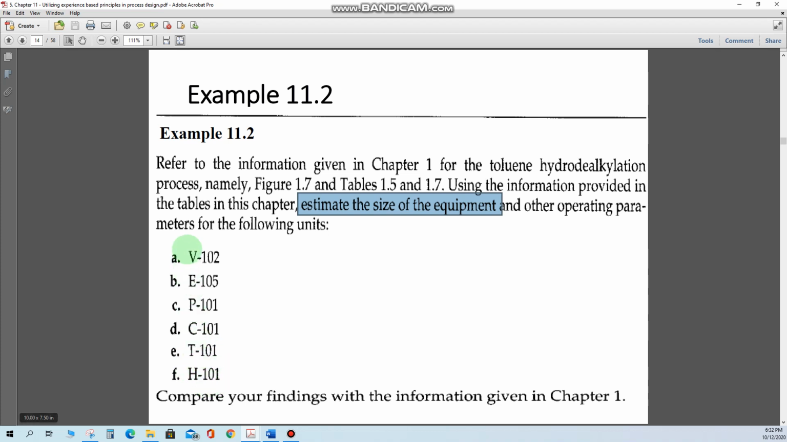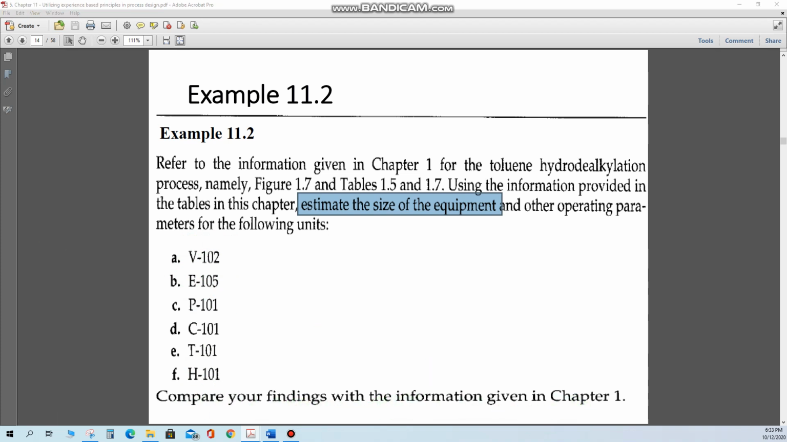Okay, so we have these six equipments on which we have to calculate the size, and we have to calculate what the different operating parameters necessary for these equipments are. And in today's lecture we will see how we can use the heuristics to get the information in terms of size and operating parameters one by one, and we will see all the heuristics relevant to each of the equipment, and how we can calculate. Compare your findings with the information given in chapter 11.